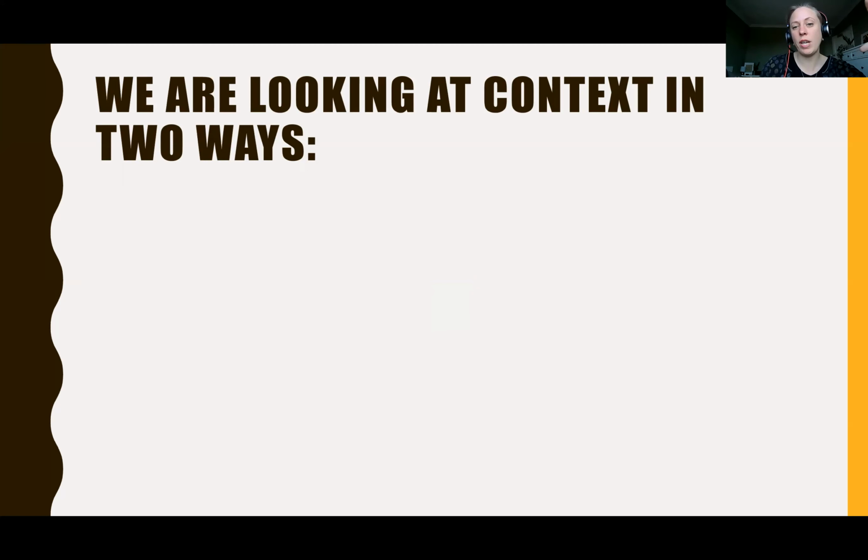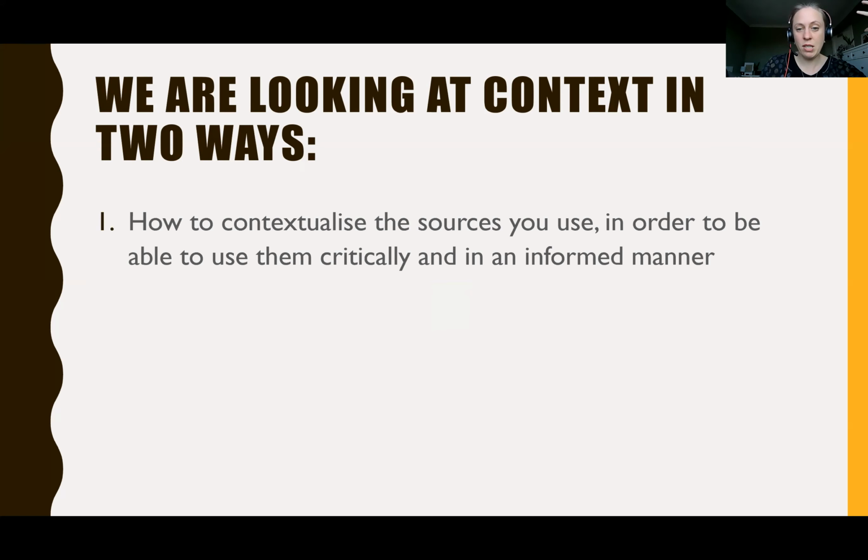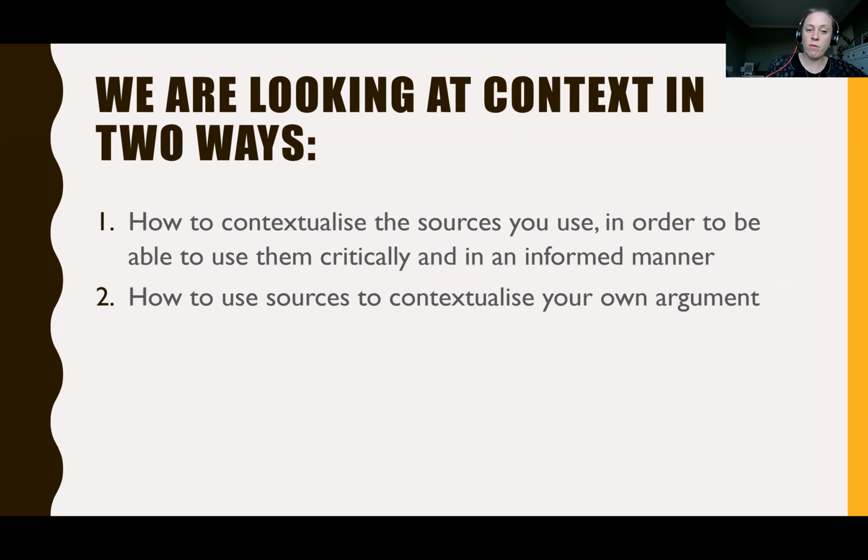So to summarize then, we are looking at context in two ways in this particular workshop. Firstly, we're looking at how to contextualize the sources that you use in order to be able to use them critically and in an informed manner. So we're not just accepting things without further thought. We're thinking about how they sit within a particular context themselves, how they are arising out of a particular context. And then we're going to have a look at how to use sources to contextualize our own argument, and that is engaging and reinterpreting at times ideas, theories, terminology for a different and new context, which might simply be our own argument.